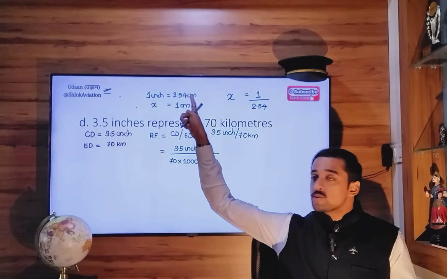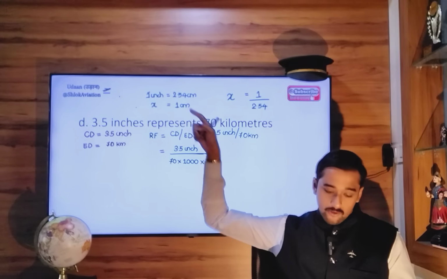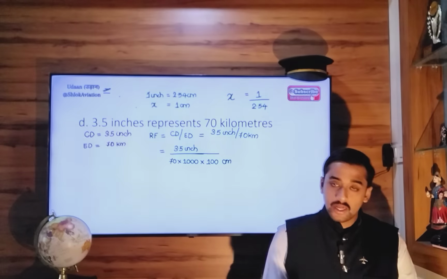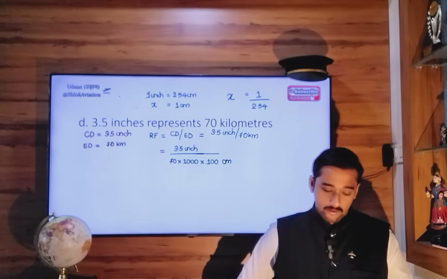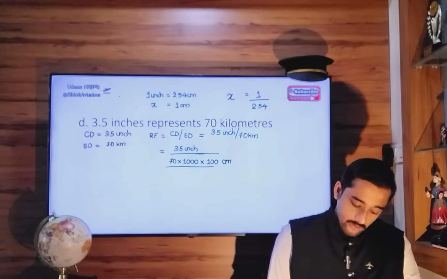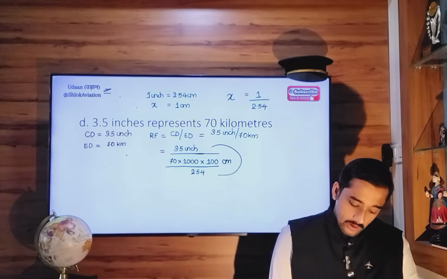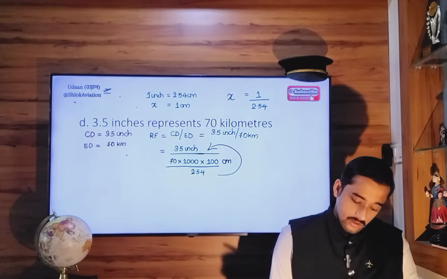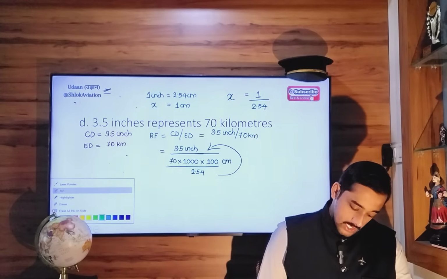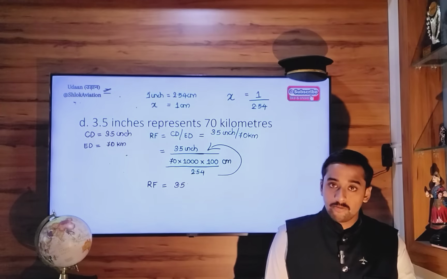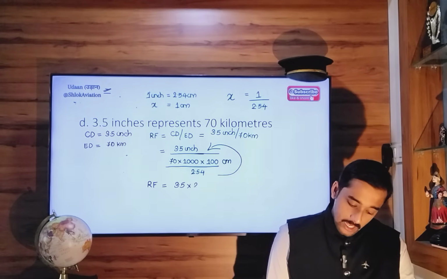To convert centimeter into inches, you will have to divide by 2.54. To convert inches into centimeter, you will have to multiply by 2.54. So now here we have this denominator in centimeters. So to convert centimeter into inches, divide by 2.54. Now when we divide this by 2.54, this 2.54 denominator will go in the numerator. Okay. So representative fraction will be equal to 3.5 numerator. So 3.5 multiplied by 2.54 divided by 70.